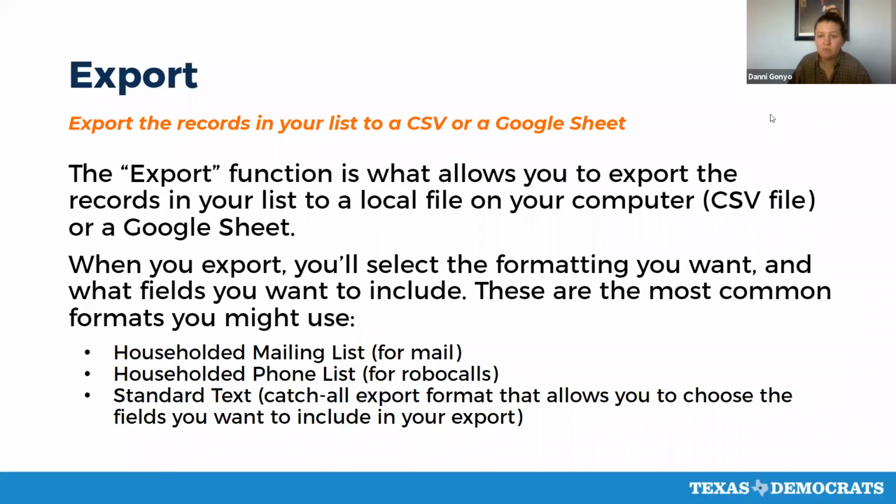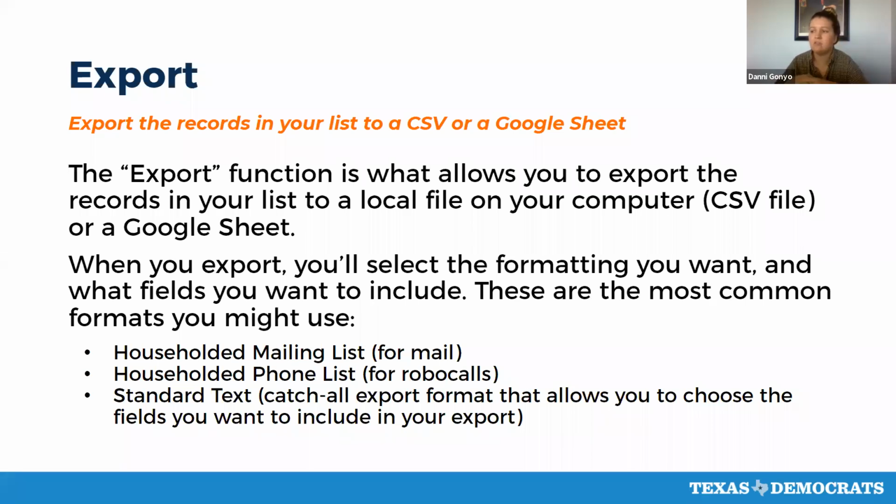Next option is export, which a lot of y'all are probably already familiar with. Exporting is how you push your list of voter records into a CSV, which is basically just an Excel file, or into a Google Sheet. VAN, a few years ago, started allowing folks to export to Google Sheets, which is really helpful if you don't have Microsoft Excel on your computer, or if you have a Chromebook or something similar.